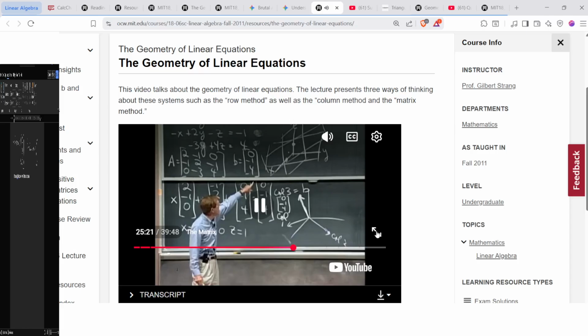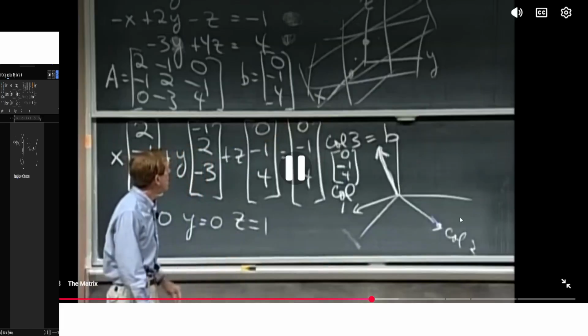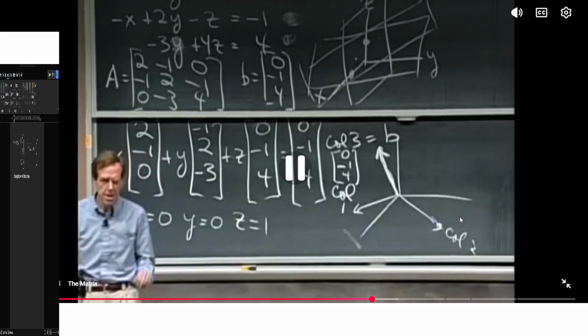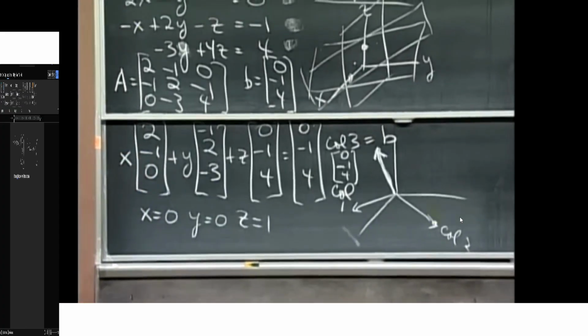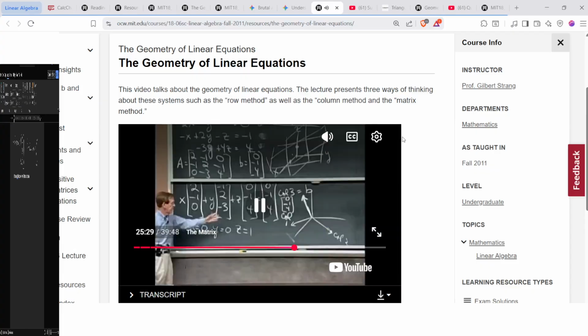So somehow that's the point where those three planes met, and I couldn't see it before. Of course, I won't always be able to.